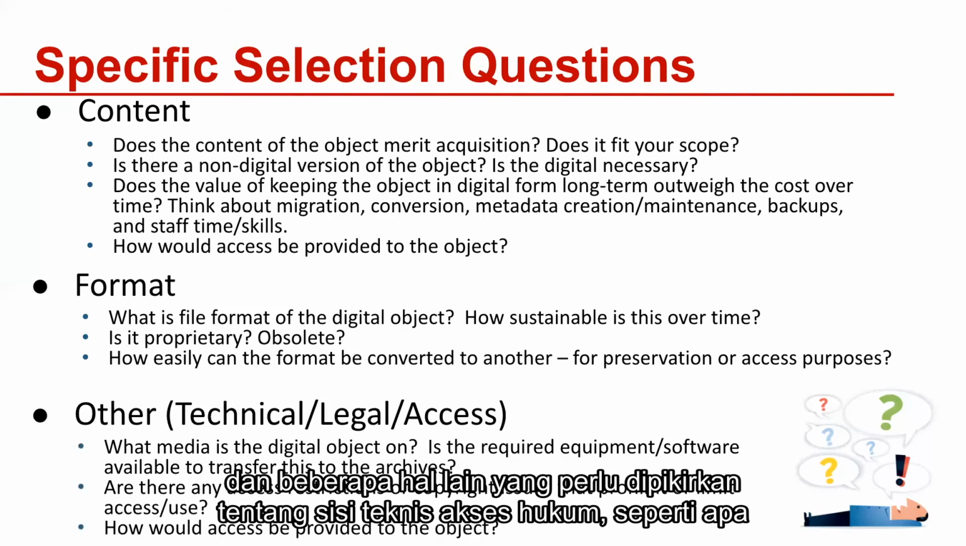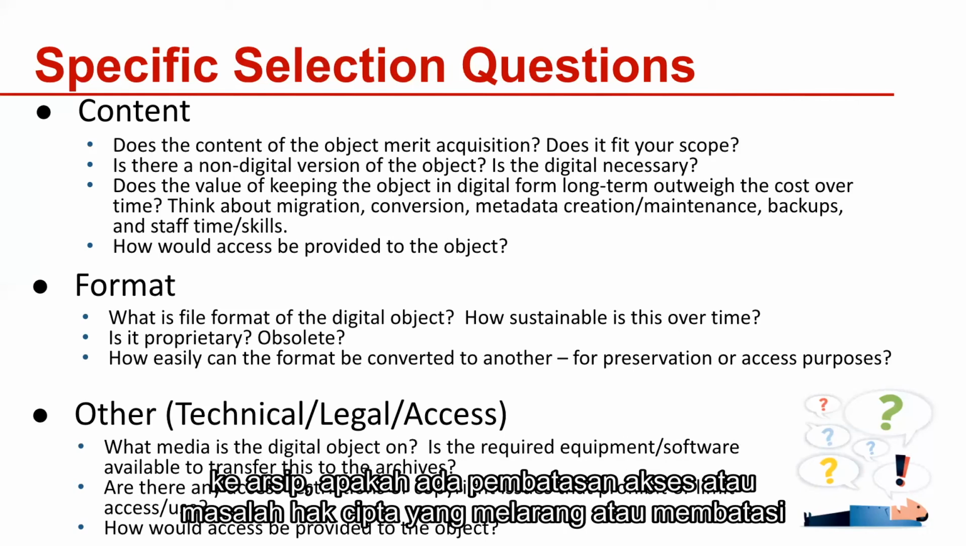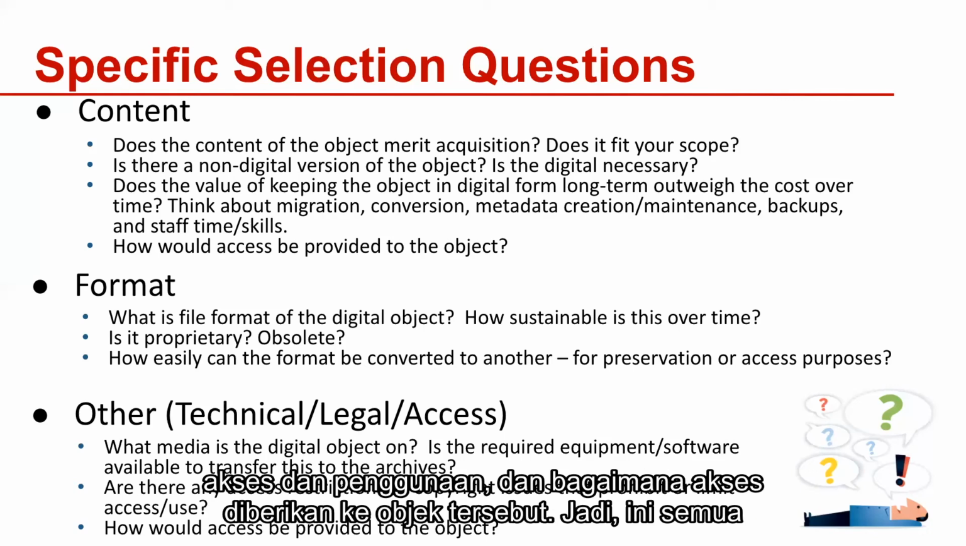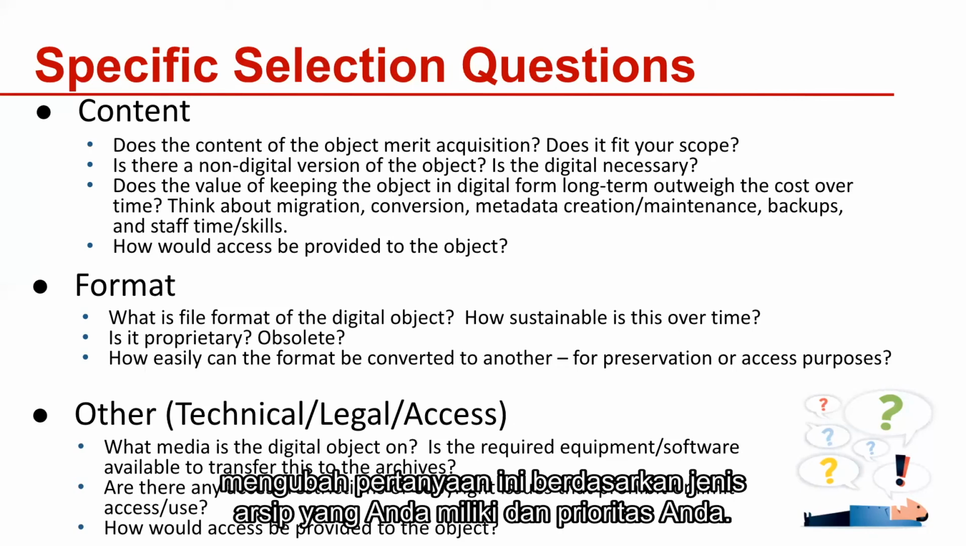And some other things to think about, on the technical, legal, access side of things. What media is the digital object on? Is the required equipment or software available to transfer this to the archives? Are there any access restrictions or copyright issues that prohibit or limit the access and use? And how would access be provided to the object? So these are very specific questions that you might want to ask. And you would change these questions based on the type of archives that you have and what your priorities are.